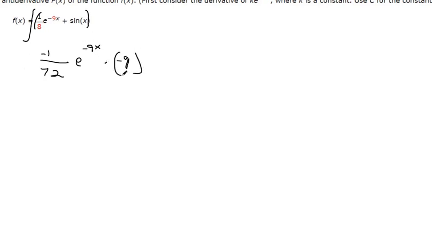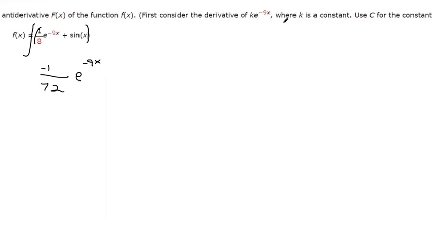And if you multiply by negative 9, the negative times the negative makes a positive. 9 over 72 is 1 over 8. So that's the antiderivative of this term. Okay, so it's a bit tricky. That's why they gave you a formula up here to work with.